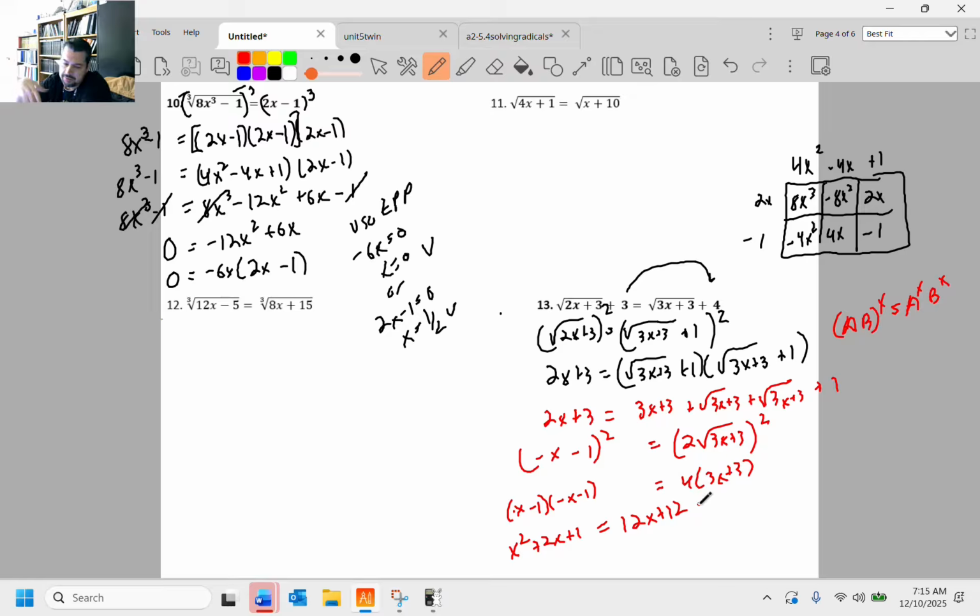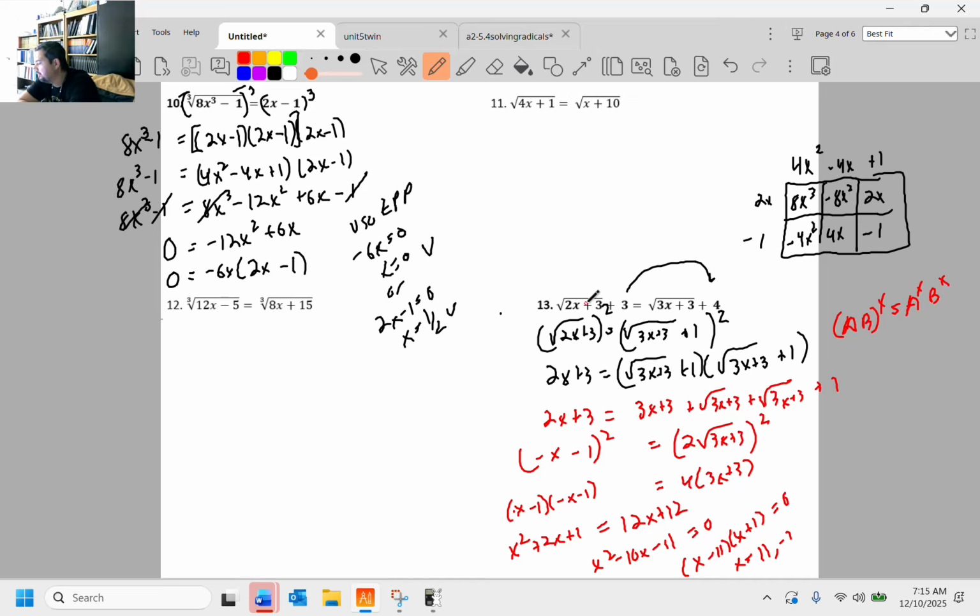We're going to shift everything left, set it equal to 0, use ZPP. X squared, 2x minus 12x is negative 10x. 1 minus 12 is negative 11. Will she factor? By God, she will. x minus 11 times x plus 1 is my zeros, my factors. The zeros are 11 or negative 1 because I know how to use the zero product property.